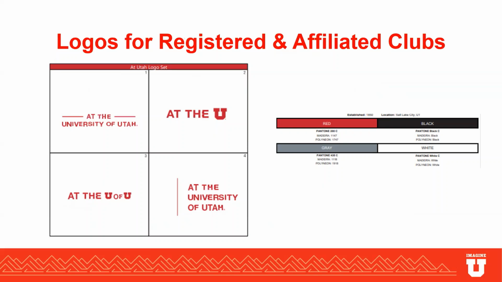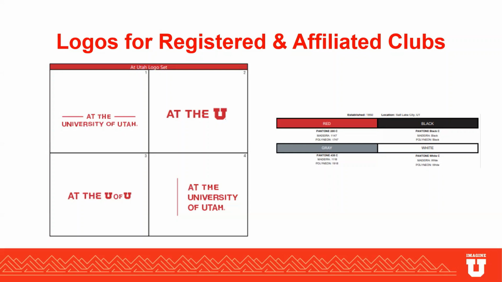So if you were the Cupcake Club, you could simply remain the Cupcake Club. You don't have to reference the university if you don't want to. If you would like to use the verbiage at the U or at the University of Utah, but not use one of these logos, you're allowed to do that as well.